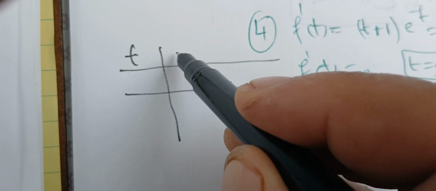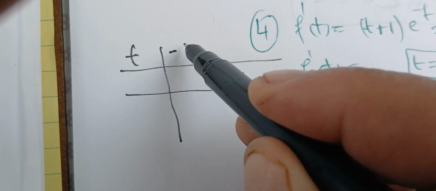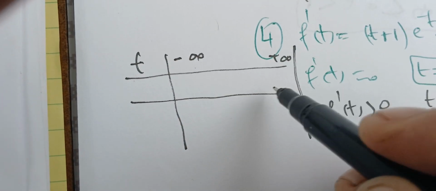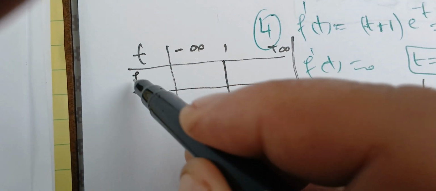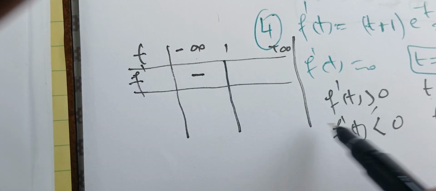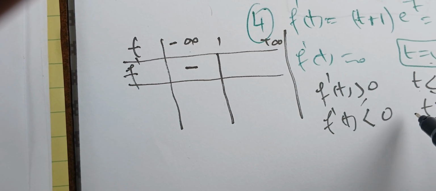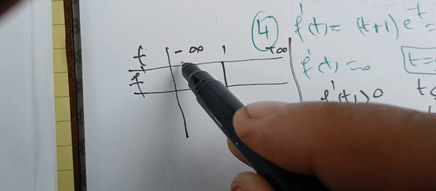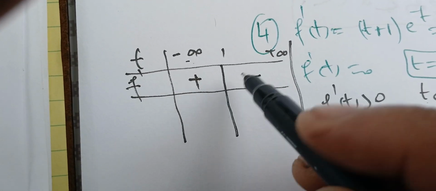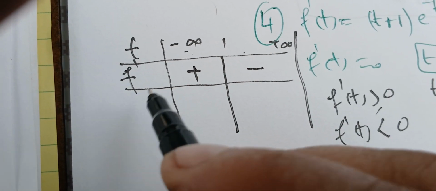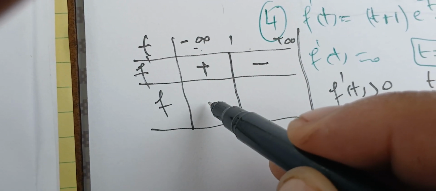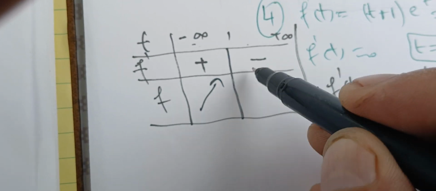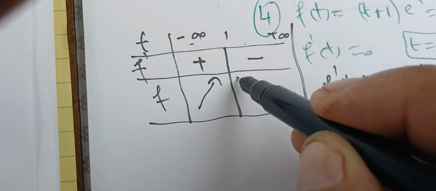Here I can set t. On this top row, I have the domain of definition, minus infinity to plus infinity. And for t, I have this critical point, 1. Okay, and f prime is positive when t is between minus infinity and 1, and it's negative when t is between 1 and plus infinity. That means when f prime is positive, f is increasing. When f prime is negative, f is decreasing.